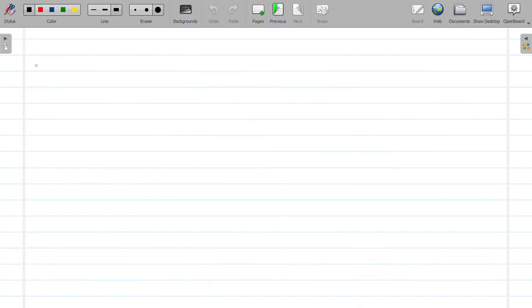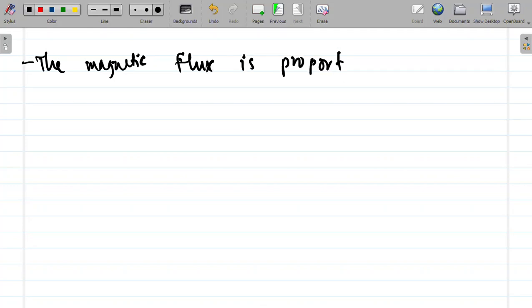Okay, so now, the magnetic flux. So let's note that the magnetic flux is proportional to the current. Di ba? Proportional to the current. Kasi yung magnetic field mo proportional sa current. And therefore, yung magnetic flux mo proportional to the current.